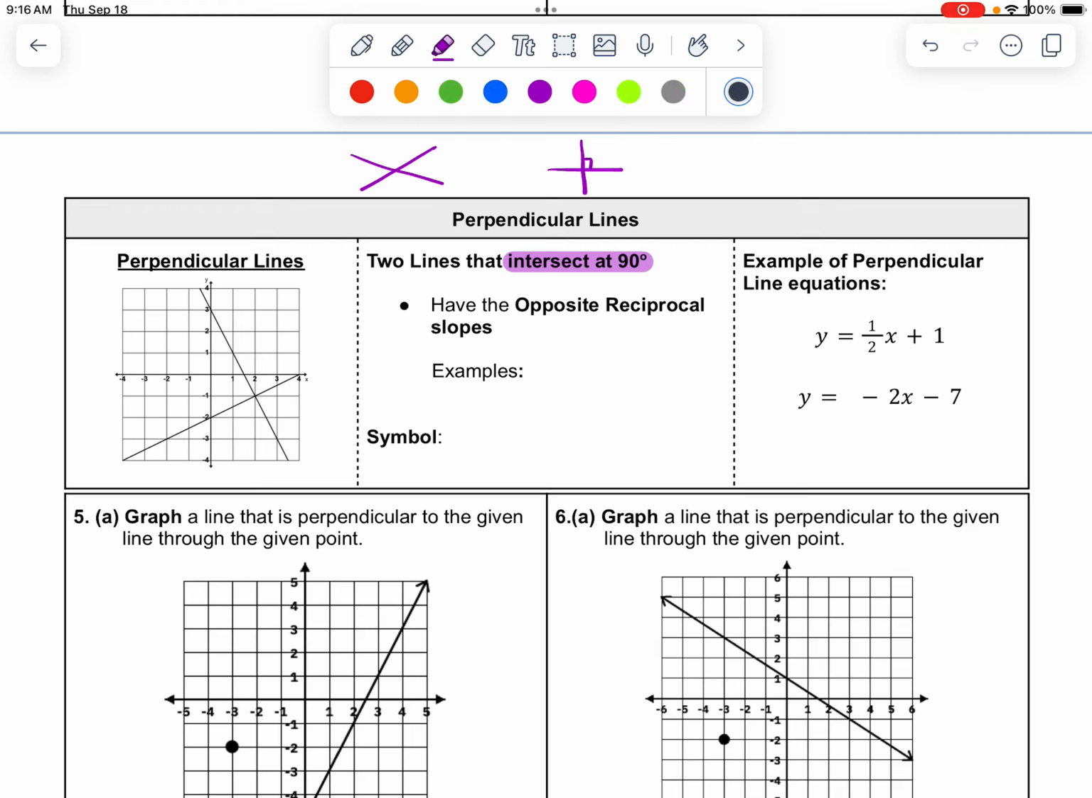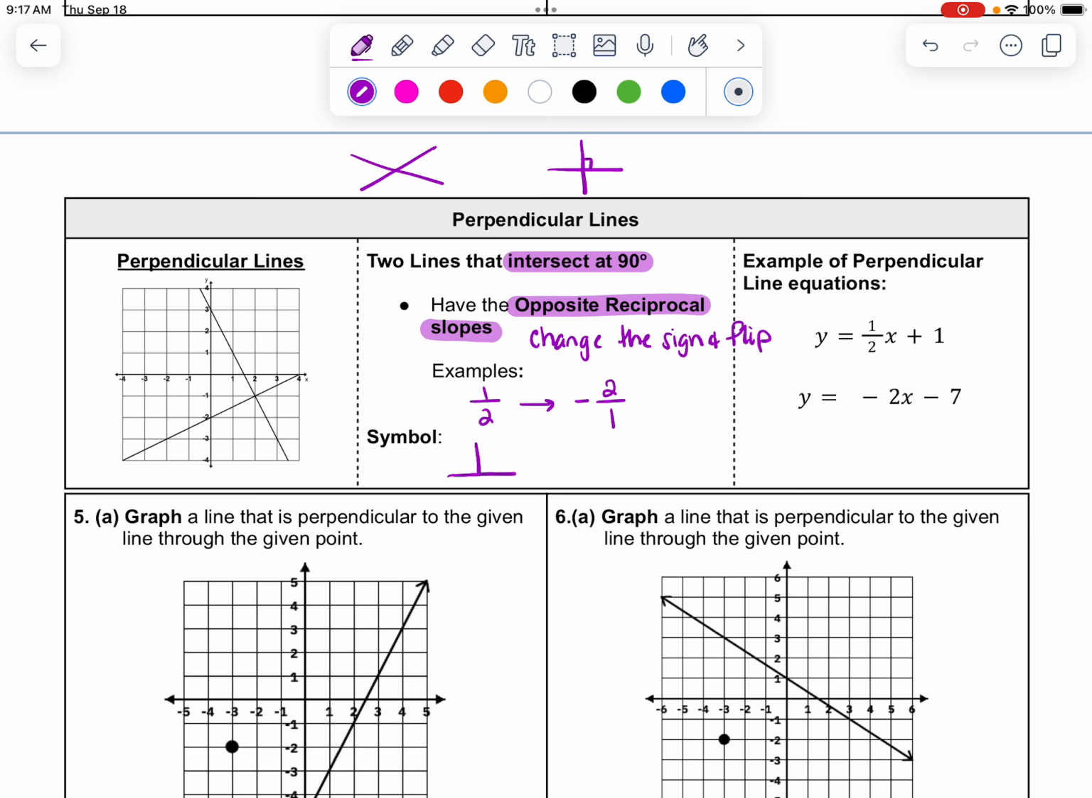Now, these slopes are not the same. Instead, perpendicular lines have what are called opposite reciprocal slopes, which is a super fancy way of saying change the sign and flip the fraction. For example, if one of your lines has a slope that's +1/2, the opposite reciprocal will be -2/1. Change the sign and then flip the fraction. The symbol for perpendicular lines looks like an upside down T.